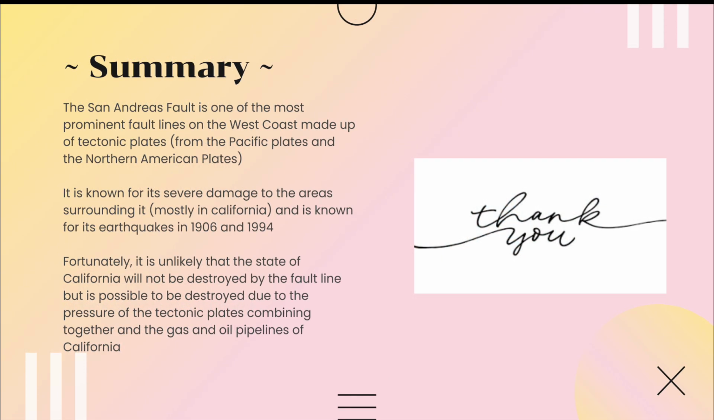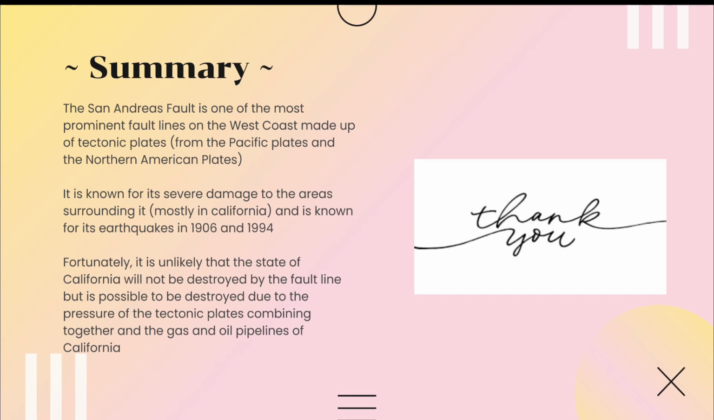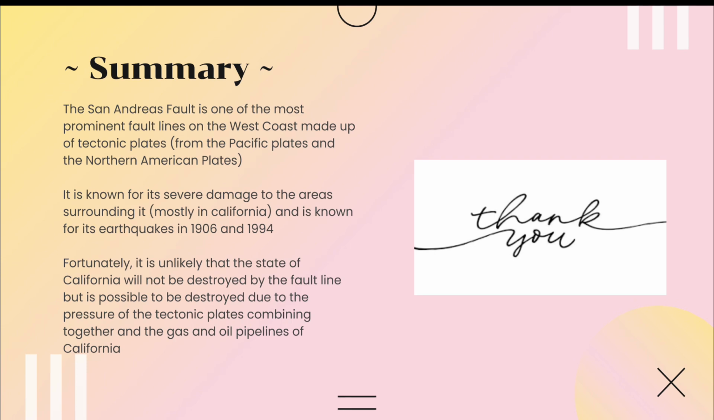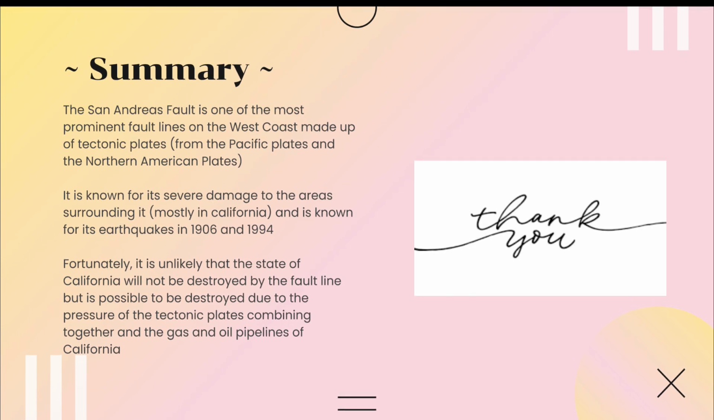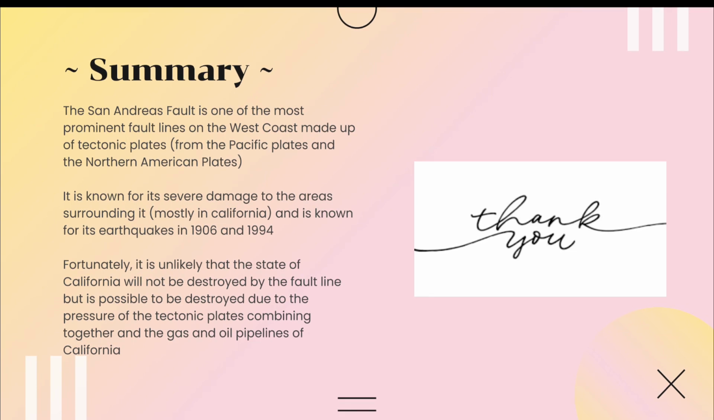In summary, the San Andreas Fault is one of the most prominent fault lines on the West Coast and known for its earthquakes being highly dangerous, costly, and high magnitude. Fortunately, for the state of California, it will not be affected, but there is always a possibility of a much stronger and dangerous earthquake in the near future.